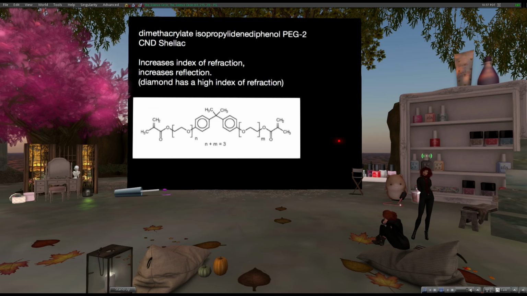Well, there are other chemicals that are added. Here's one of my favorites. And this is in a nail polish called CND Shellac, which happens to be soak-off gel. And this has a high index of refraction. And what it does is it increases the amount of reflection from the nail polish. It's used in the top coat. And for example, diamond has a high index of refraction, so it reflects a lot of light. And so does this stuff. So this is the kind of thing that the chemists are looking for to add to nail polishes to change its effects.